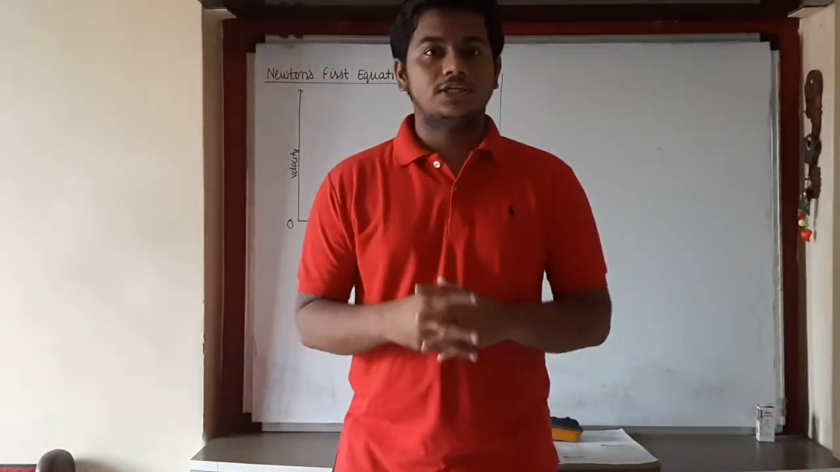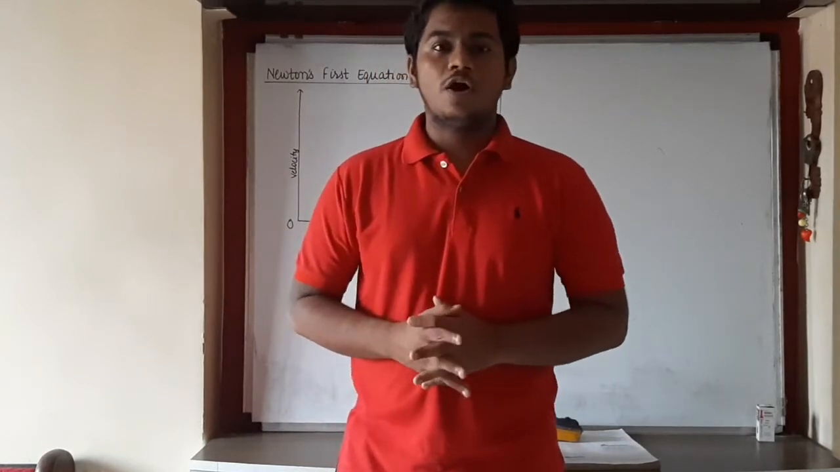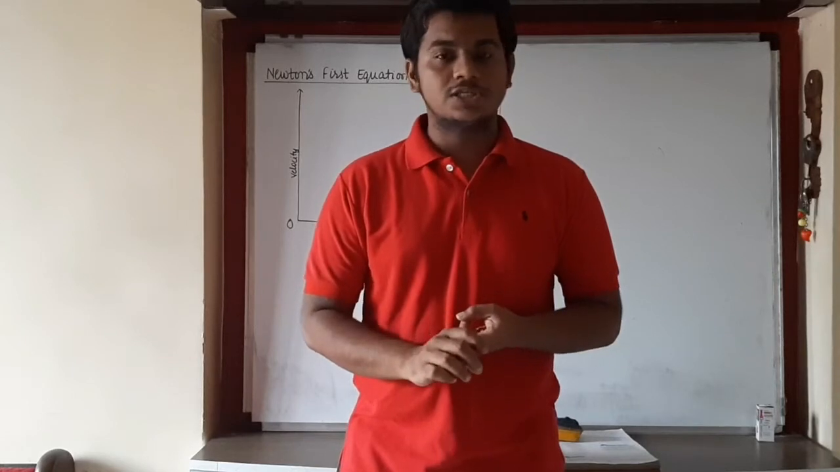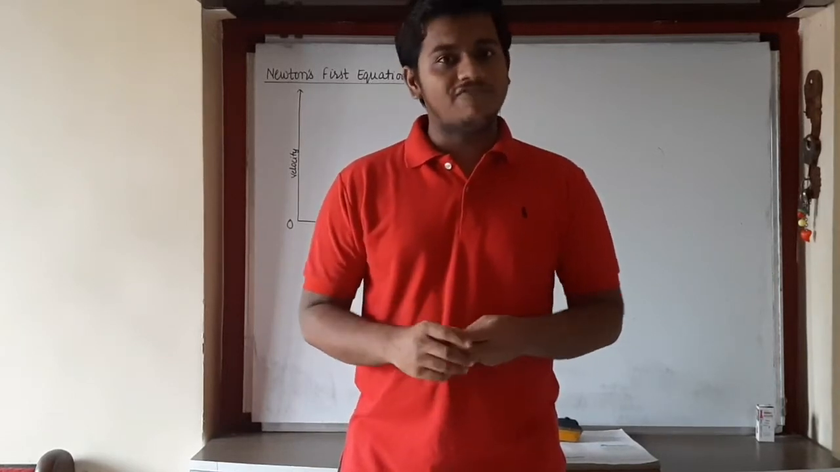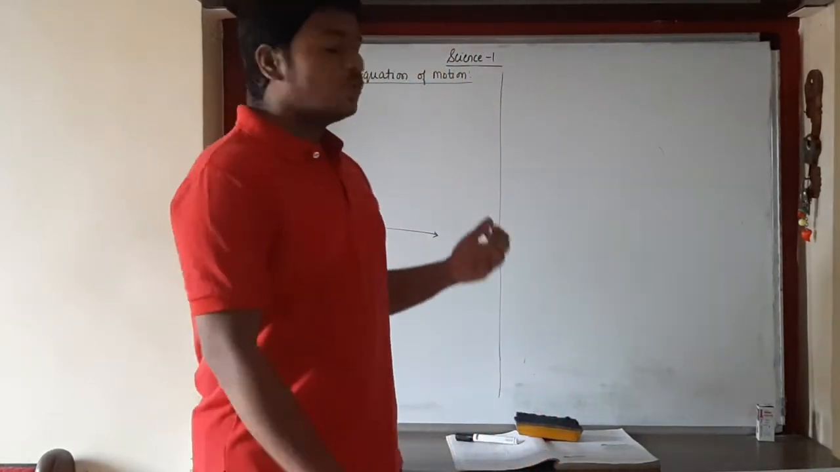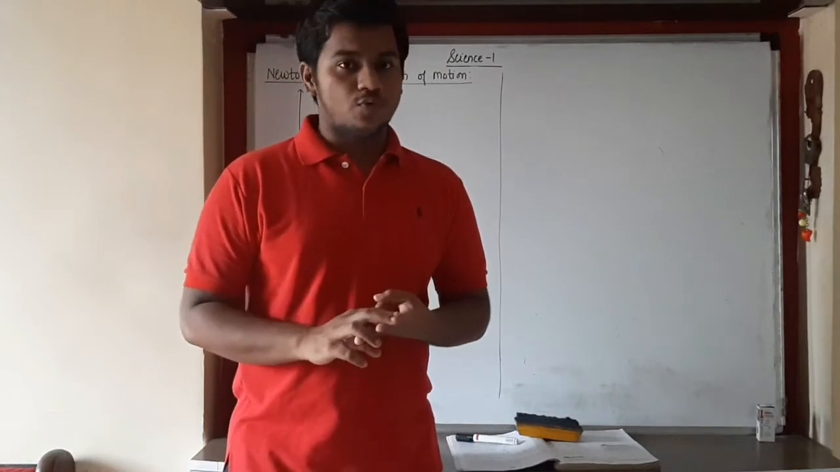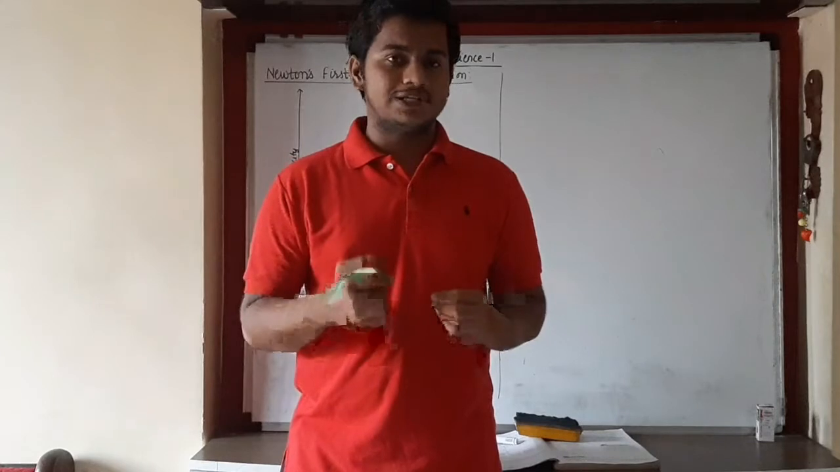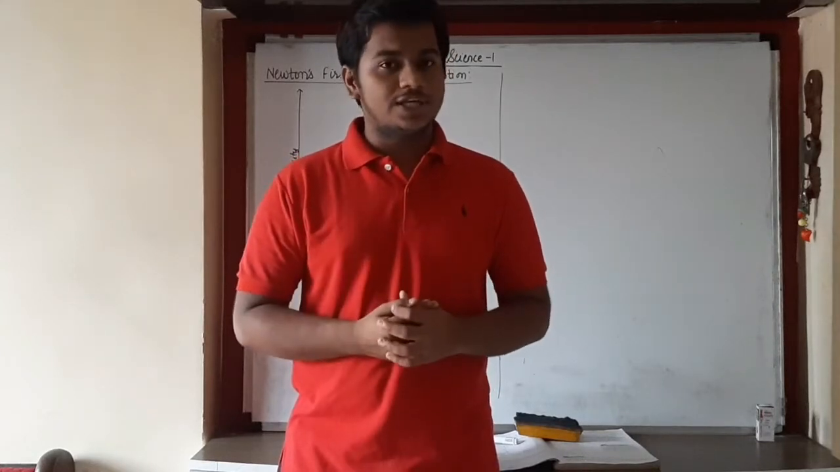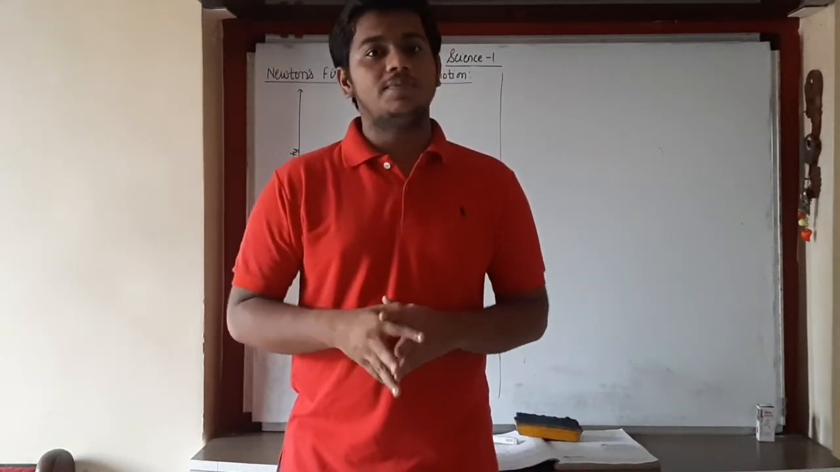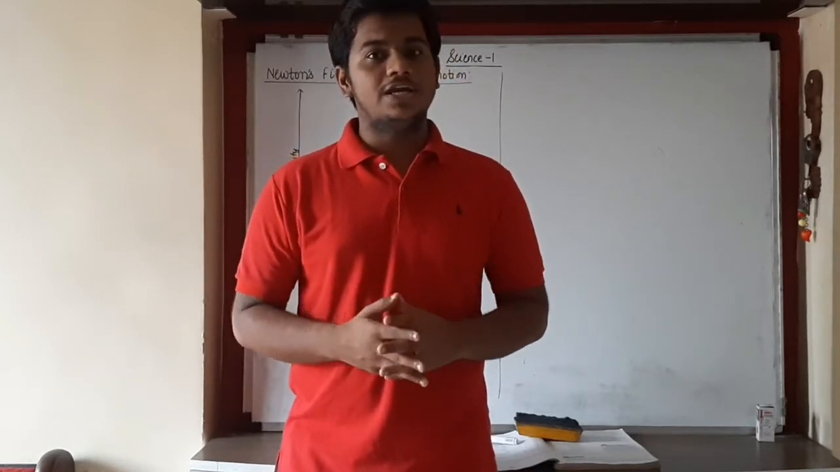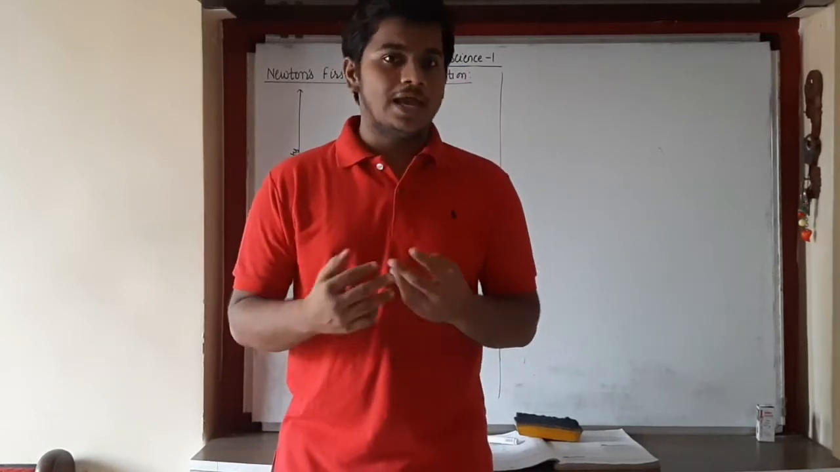Hello students, this video is made for explaining Newton's three equations of motion by proving them graphically. Newton has given us three equations of motion. The first equation is V equals U plus AT. The second equation is S equals UT plus half AT square. And the third equation is V square equals U square plus 2AS.